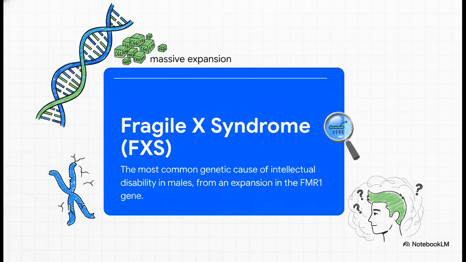Now, the classic example, and listen, I want you all to put a big star next to this in your notes for your exams, is Fragile X syndrome. It is the most common hereditary cause of intellectual disability in males. And the culprit? It's a huge expansion of a three-letter DNA repeat, CGG, in one single gene called FMR1.